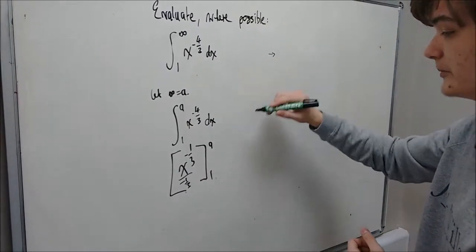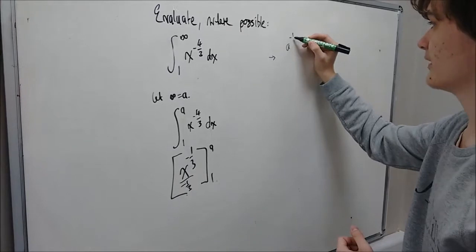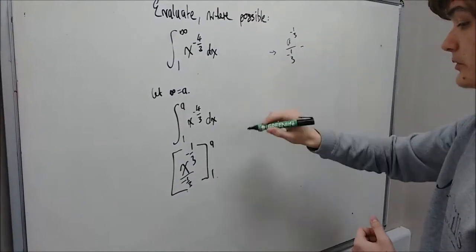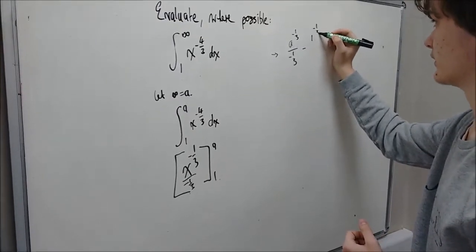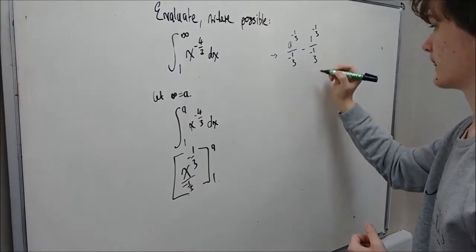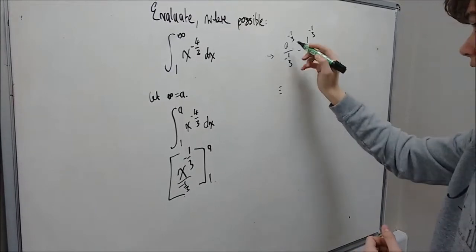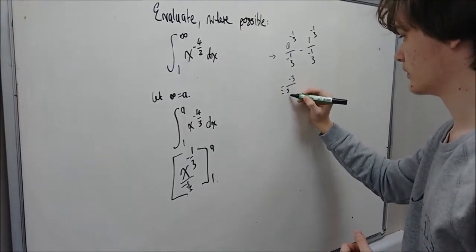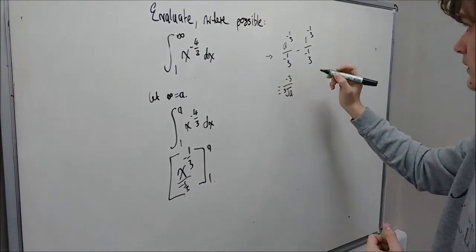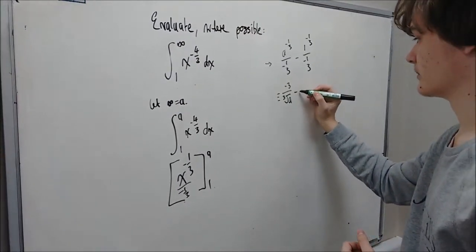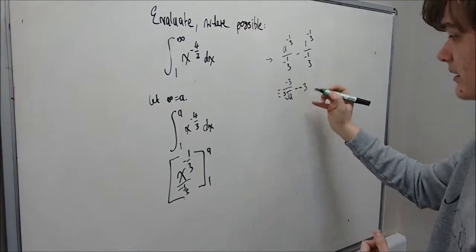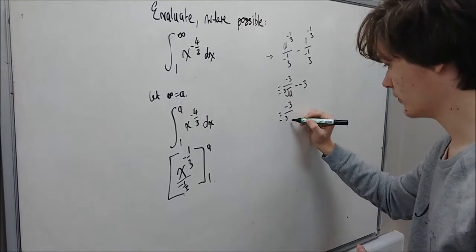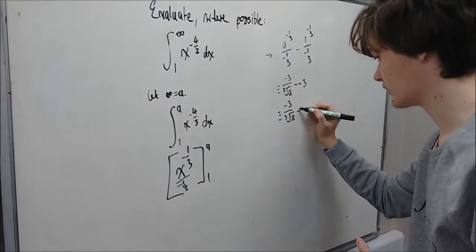Okay, so substituting in a, we get a to the power minus a third over minus a third. And we subtract the substitute of 1, which is 1 to the minus a third over minus a third. Now, we know that this is identical to minus 3 over the cube root of a. I don't have to prove that, do I? No. And this is then minus 3, which comes to a plus. So this is identical to saying minus 3 over cube root of a plus 3.